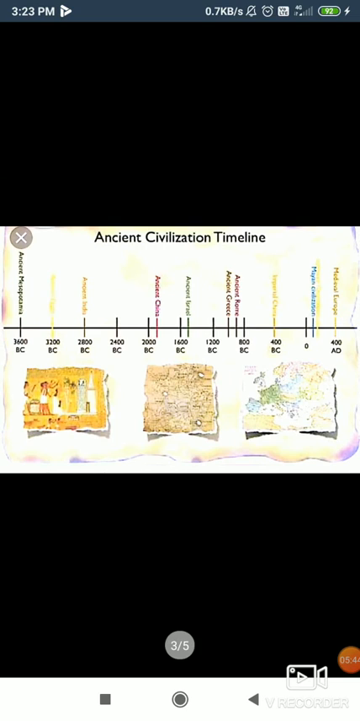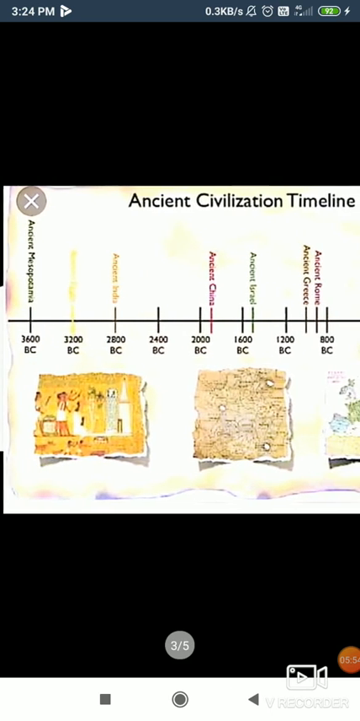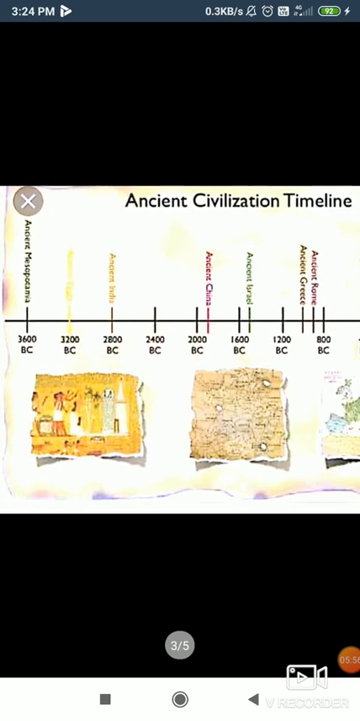Similarly, I have taken another timeline which shows the emergence of different civilizations of the world. You see the first one, the most ancient, is the ancient Mesopotamia. It started on the left side of your screen. It started in 3600 BCE. Similarly, the second one in the yellow is the Egyptian civilization, 3200 BCE.